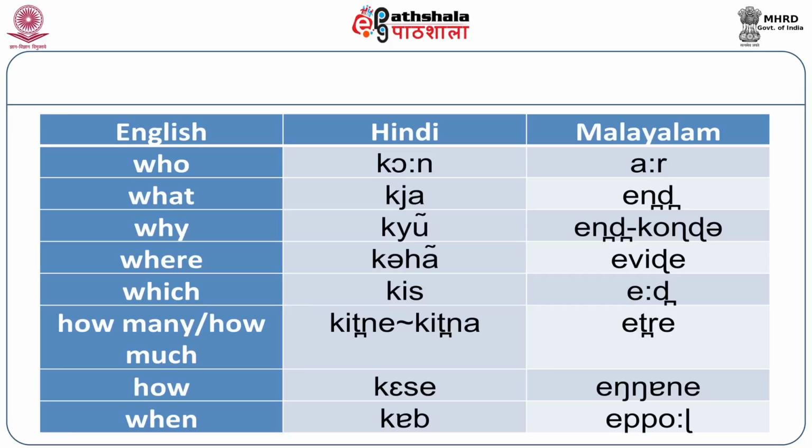As you can see, in Hindi, most of these canonical words are represented by a single lexical item. Whereas in Malayalam, while most of them are represented by a single lexical item, the word for why, as we noted earlier, is formed of a two-part constituent.